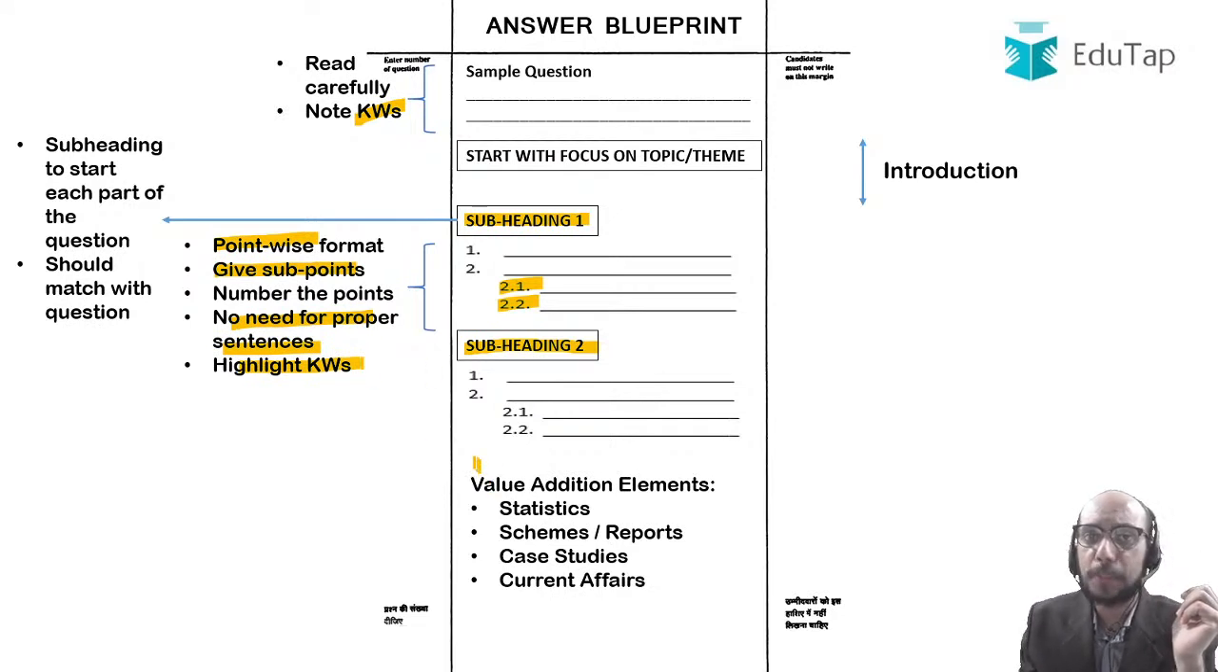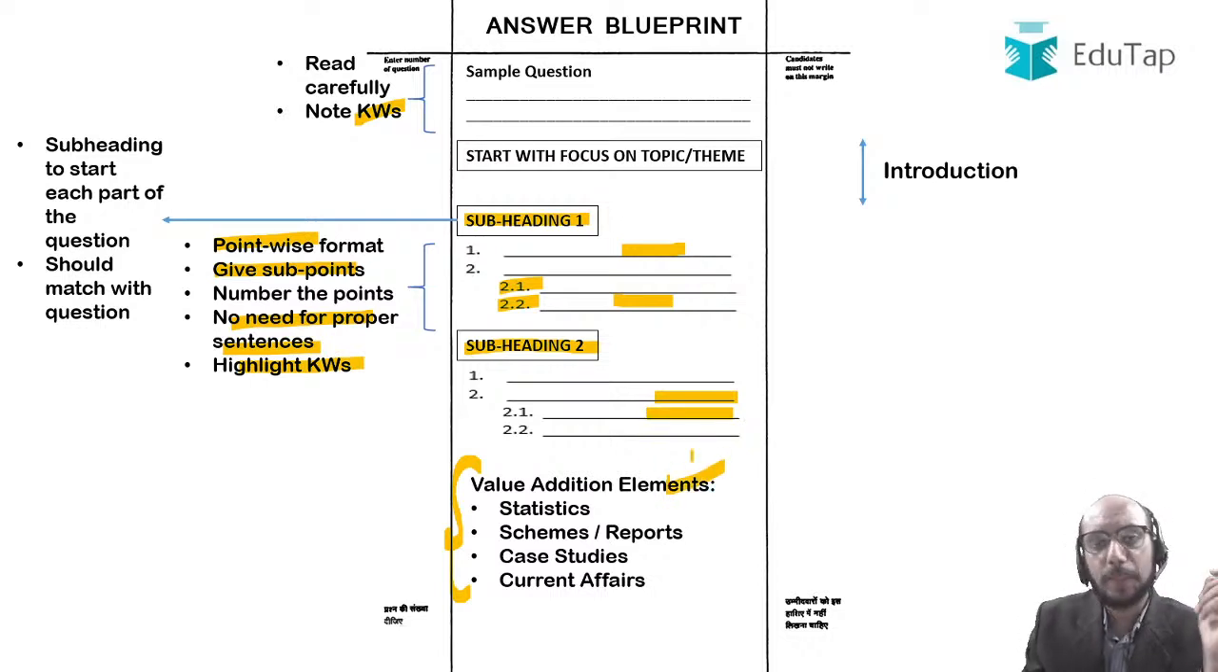Now please do not misinterpret. I am not saying that you should put these value addition elements towards the end of your answer. No, I am not saying that. You can include a statistic here, a report here, integrate some amount of case study over here. What I'm trying to say is that these value addition elements should find a place in your answer. So it's very important to interpret what I'm saying in the right manner.